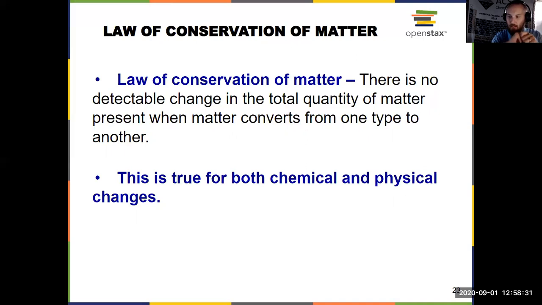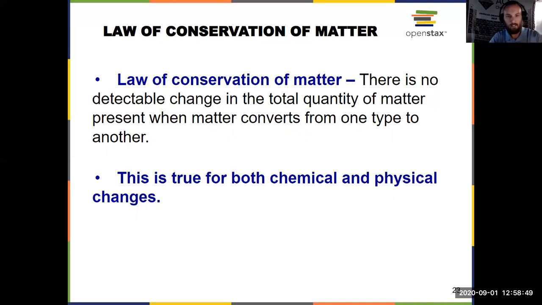So when a reaction happens, you start with things that are called reactants. You produce things that are called products, okay? But the mass that you start and finish with is the same, no matter if you're going through a chemical change or a physical change. We'll talk about the differences between those shortly.